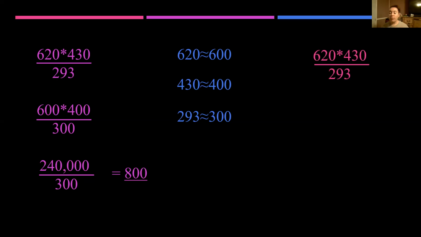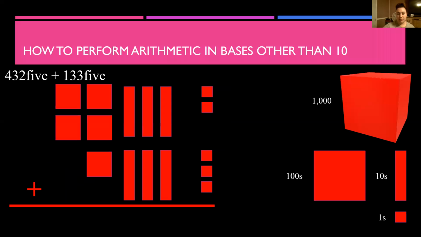So without rounding to the leftmost digit, we still have 620 times 430 divided by 293. And when you do that, you get 266,600 over 293. When you divide that, you get 909.9. So now on to our next problem.